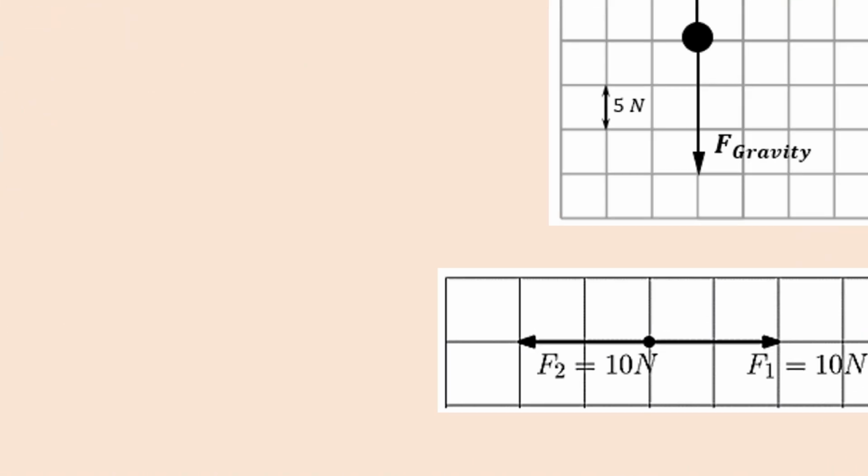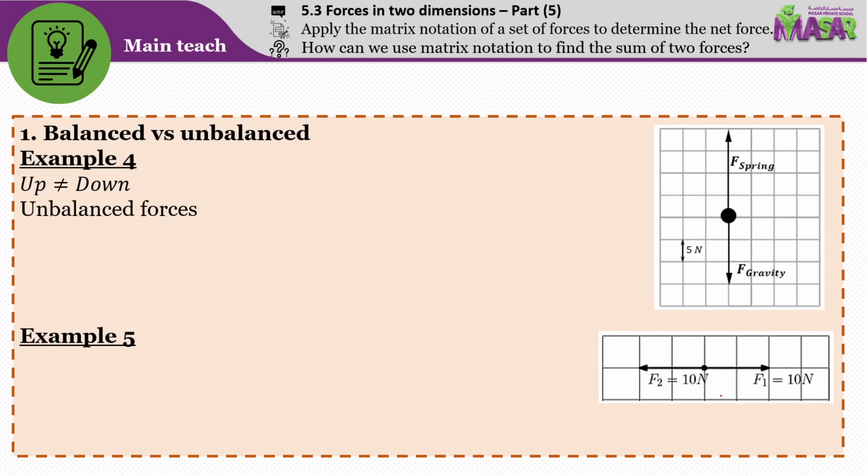Now, in example 5, we already have the magnitude of each force, and we can see here that F2 is equal to F1 since both forces have the same magnitude, which means left equals right, and the case here is balanced forces.